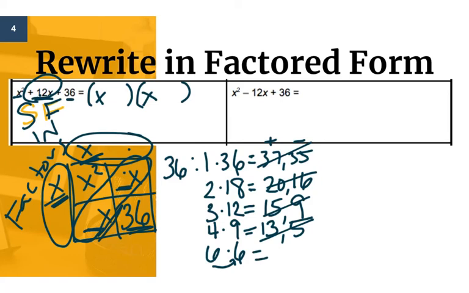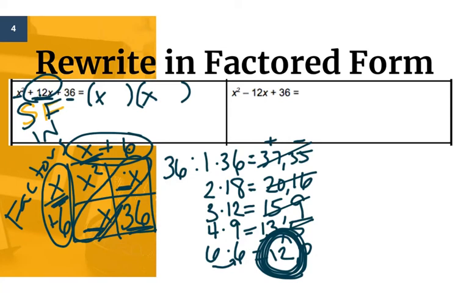Okay, now 6 plus 6, look, is 12. And if I do 6 minus 6, that's 0. So ding, ding, ding, ding, ding. This right here is 12. And I want it to be a positive 12. So I know I'm going to have a positive 6 and another positive 6. Okay? So now I've got to test it out.